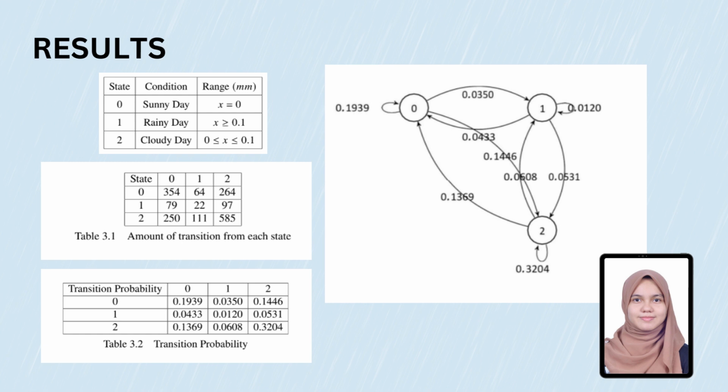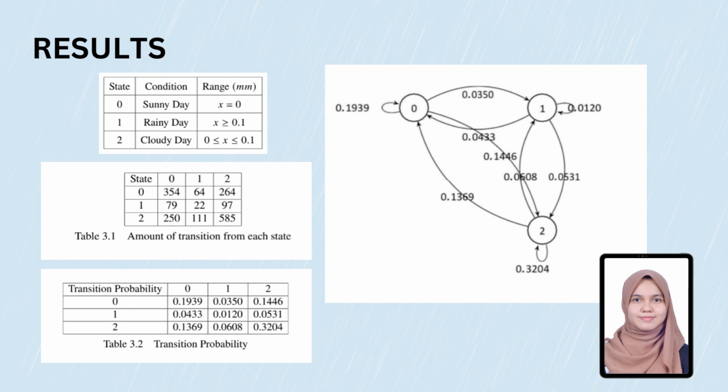The transition counts from 0 to 0 is 354, 0 to 1 is 64, 0 to 2 is 264, 1 to 0 is 79, 1 to 1 is 22, 2 to 1 is 97, 2 to 0 is 250, 1 to 2 is 111, and 2 to 2 is 585.